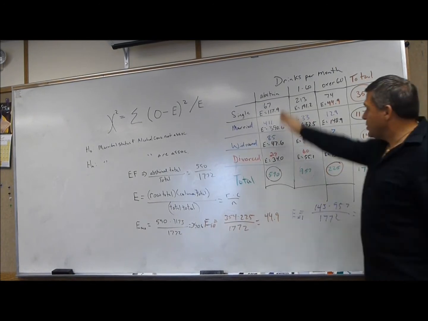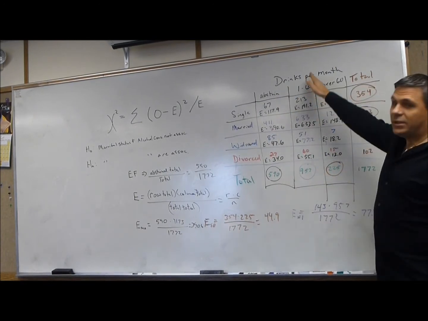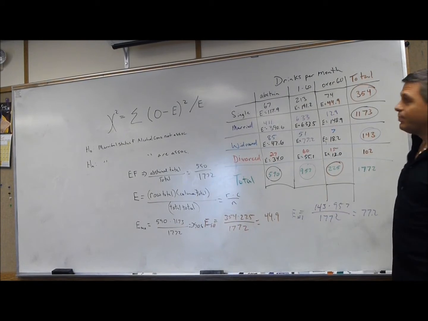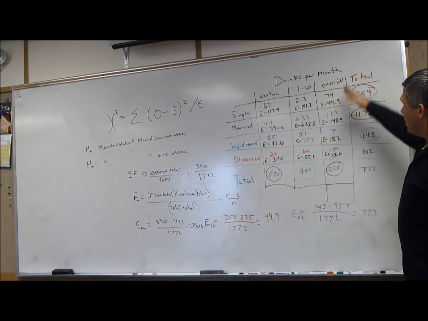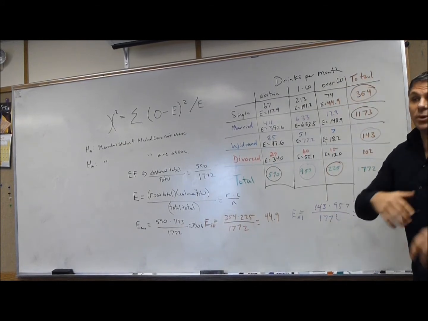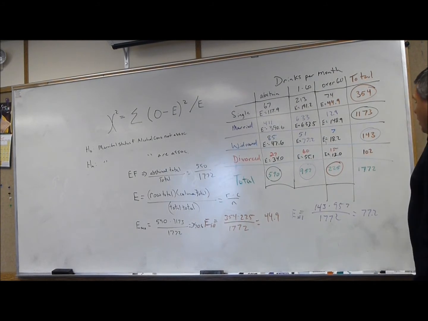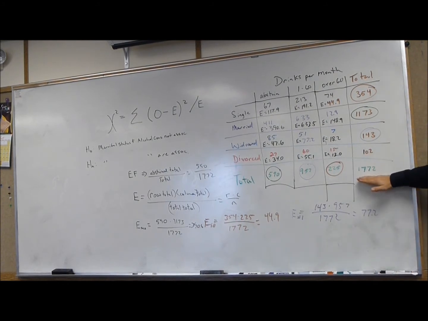Okay, and you have a total of the abstained, the total that have 1 drink to 60 drinks per month, and the total for who has more than 60 drinks a month. And then you have the overall total, or I like to call it the total.